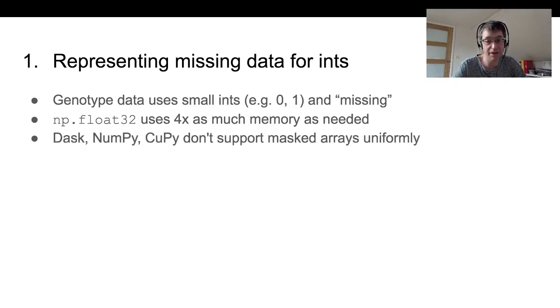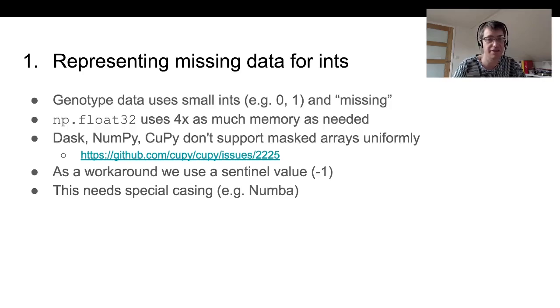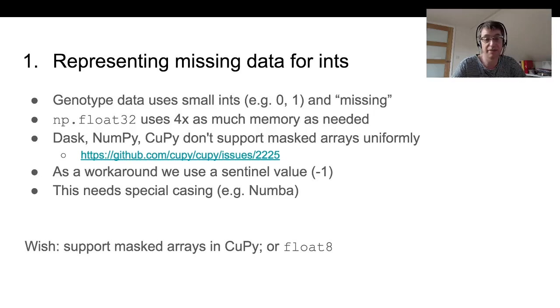So we thought about using masked arrays, but unfortunately the support in the various backends that we want to use is not uniform. In particular, CuPy does not support masked arrays, and there's an issue for it. And so as a workaround, we use a sentinel value. We represent missing as -1, but that means that we have to have special casing in, for example, our Numba routines. So basically, we would like masked array support in CuPy, or possibly even a float8 type in all of the libraries, that would be equivalent, I guess.